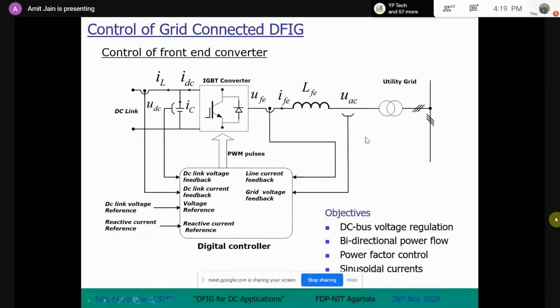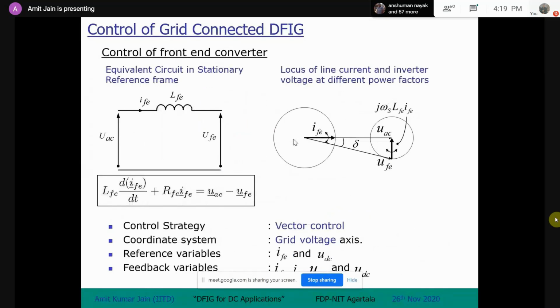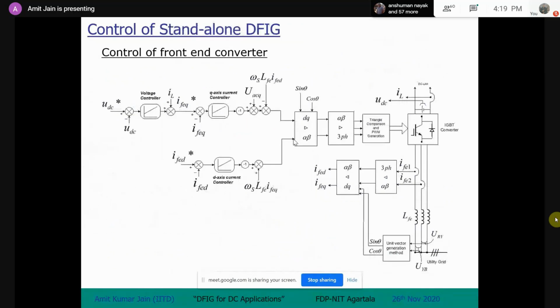But this is not relevant in terms of DFIG DC; this is a front-end converter control, what we generally do. Anyway, I will leave it.